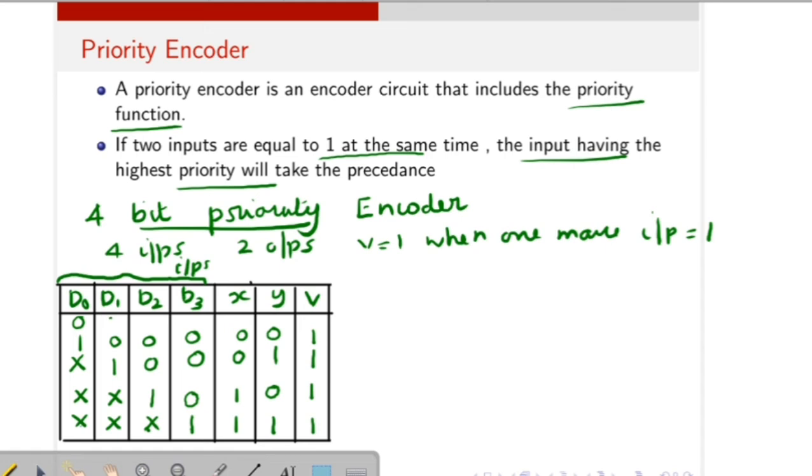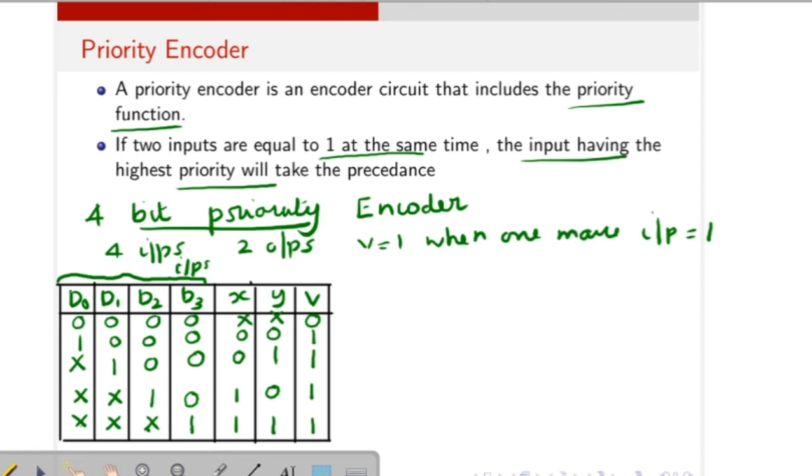Then the last case is when all inputs are 0. When all inputs are 0, then X and Y are don't cares and the output is not valid. So V is equal to 0. When all inputs are 0, it doesn't consider the condition. That means V is equal to 0. It is not a valid output. So X, Y may be 0 or 1; they are don't cares. So this is the truth table for the 4-bit priority encoder.